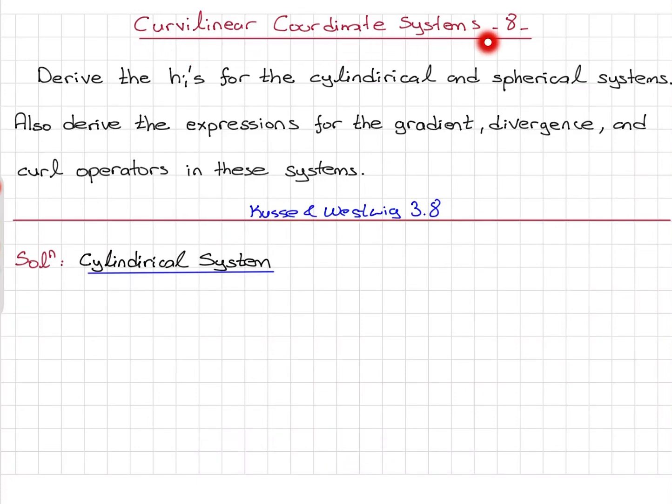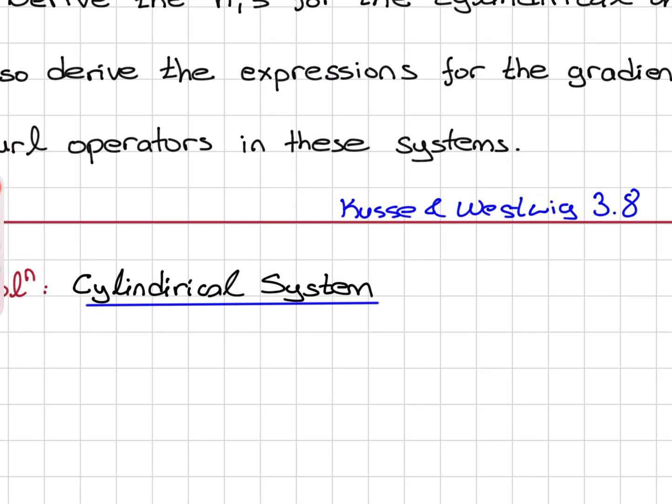Curvilinear coordinate systems, problem 8. Derive the h_i, the scale factors, for the cylindrical and spherical systems. Also derive the expressions for the gradient, divergence, and curl operators in these systems. Alright, so first we will deal with the cylindrical system.